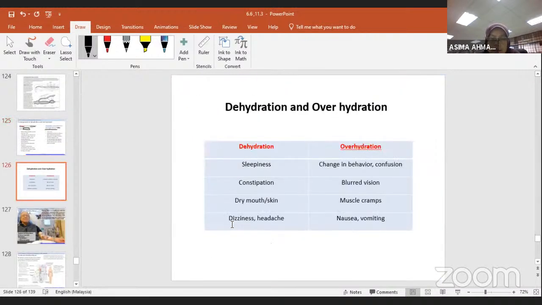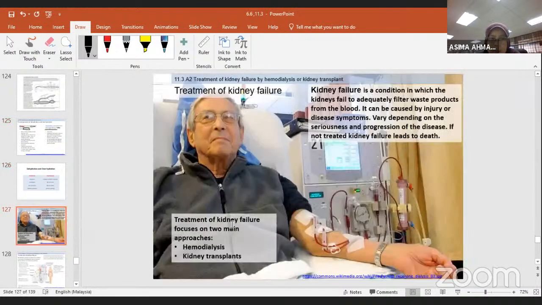Okay, and then next is the last part. Alright, the last application, and the last part in this subtopic. Right, treatment of kidney failure by hemodialysis or kidney transplant. So actually the main thing here is treatment of kidney failure. So treatment of kidney failure, right, there are two. One is hemodialysis, another one is kidney transplant.